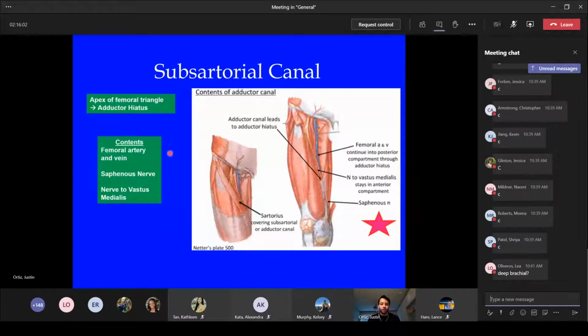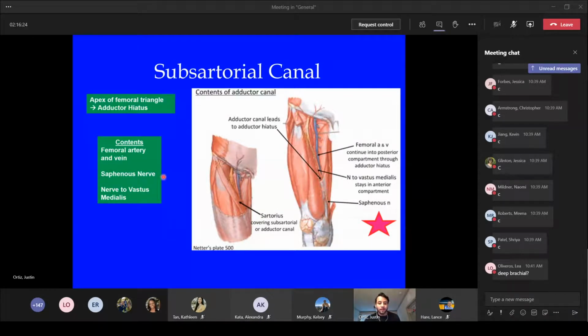saphenous nerve, which is just a nerve that's going to be branching off of the femoral nerve, and then you also have the nerve to vastus medialis, which makes sense, right? Because this is going to be more towards the medial side of the leg. That's why it makes sense it's going to be nerve to vastus medialis, because this subsartorial canal is more so on the medial side of your thigh.